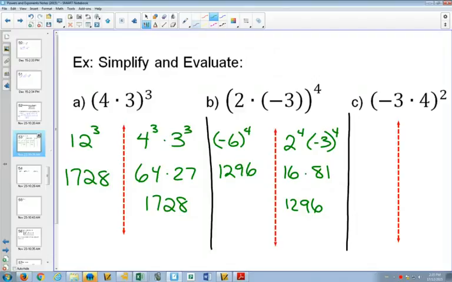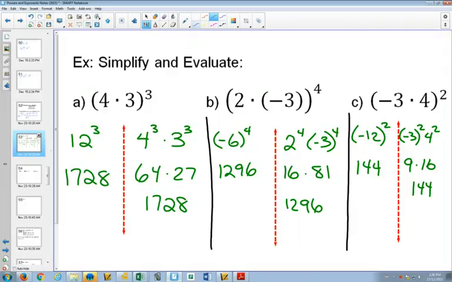The last one, if we do the inside first, negative 12 squared, or we would have negative 3 squared. And when we have a negative, we put it in brackets, because the negative is getting squared as well. And negative 12 times negative 12, well, that'll be a positive or negative answer? Positive. And this will be 9 times 16, which is also 144.